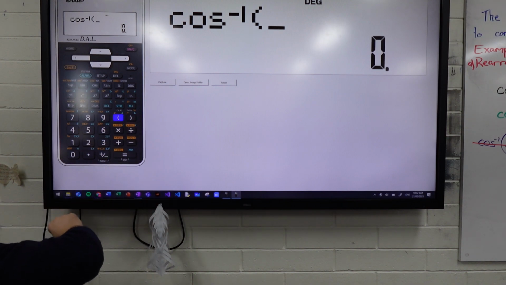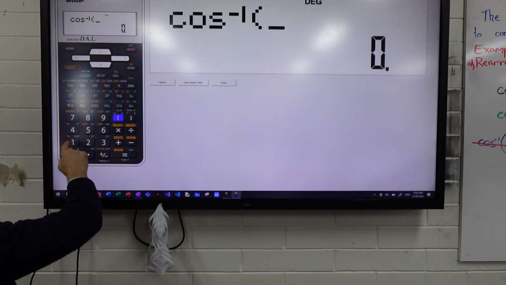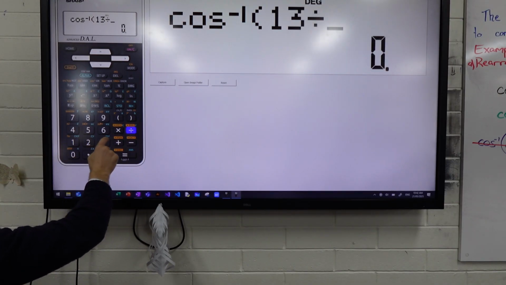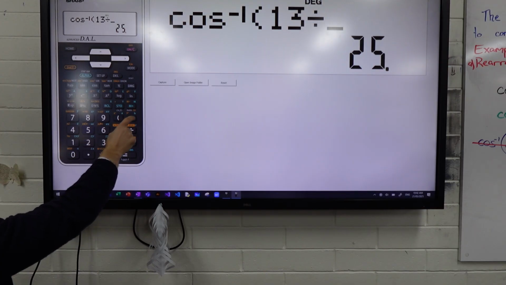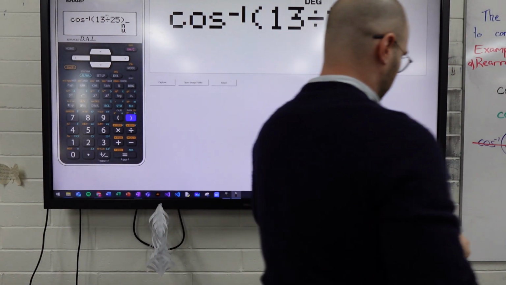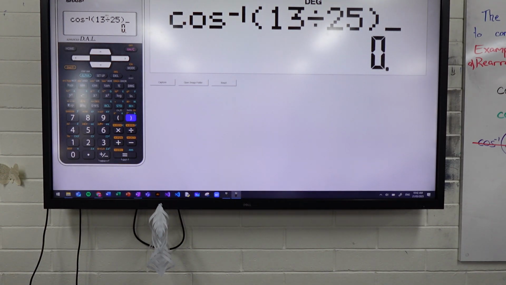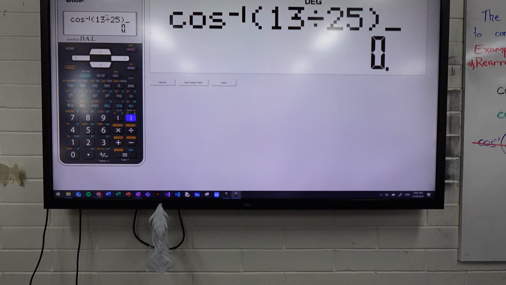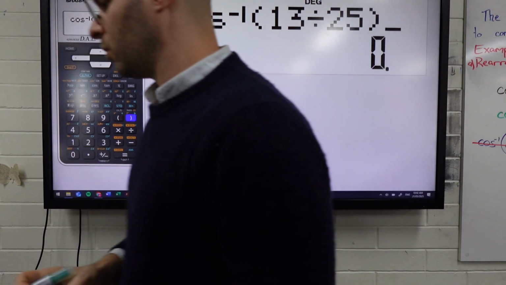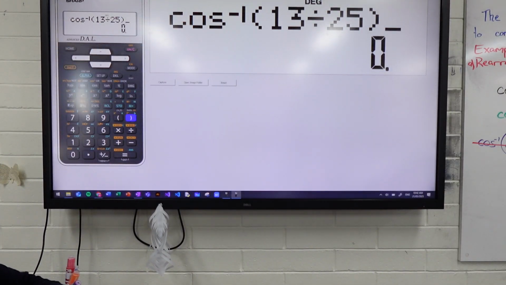Then, just as it's shown on the board, not quite just as it's shown, we're going to go 13 divided by 25 and then close it off. In green, that's what it would look like for the Sharp calculators.